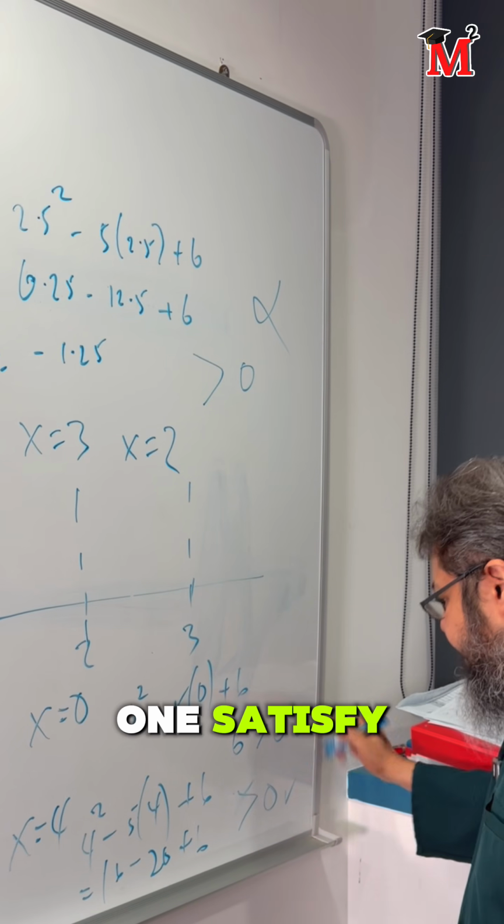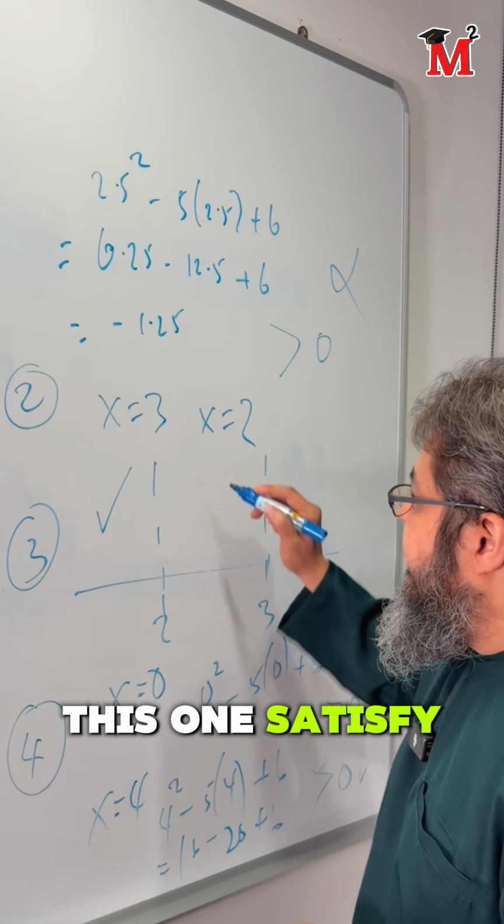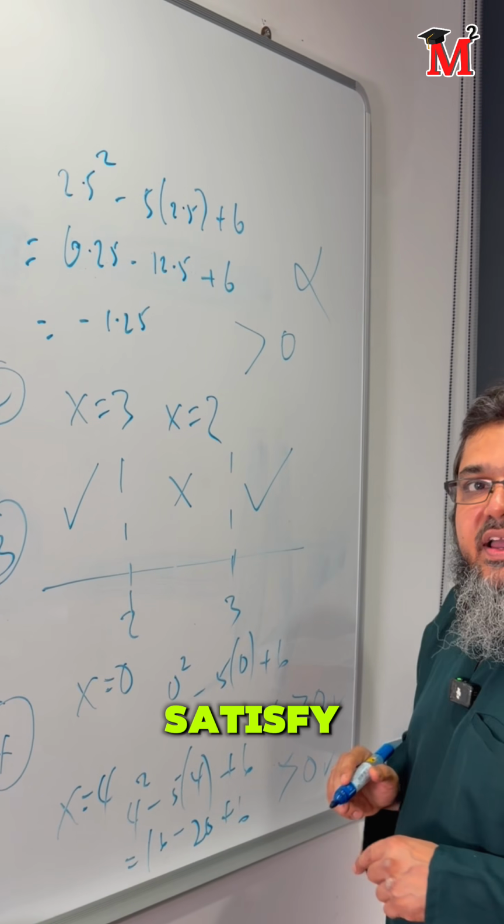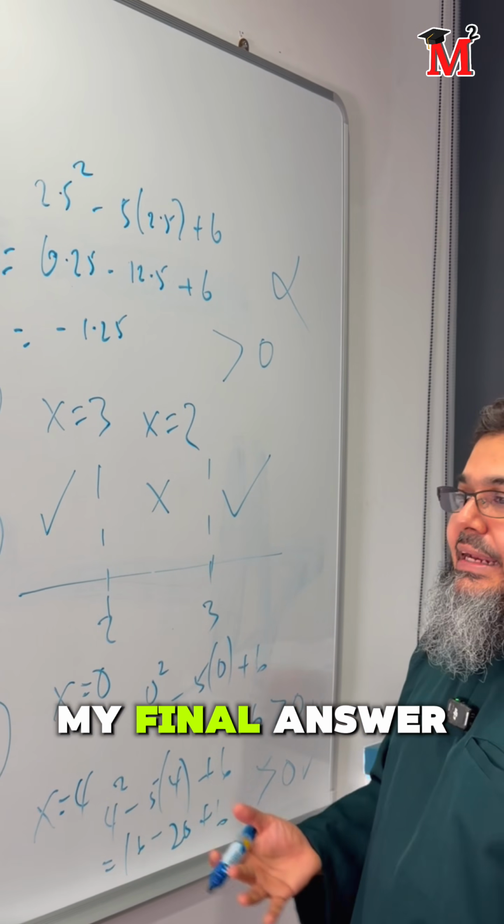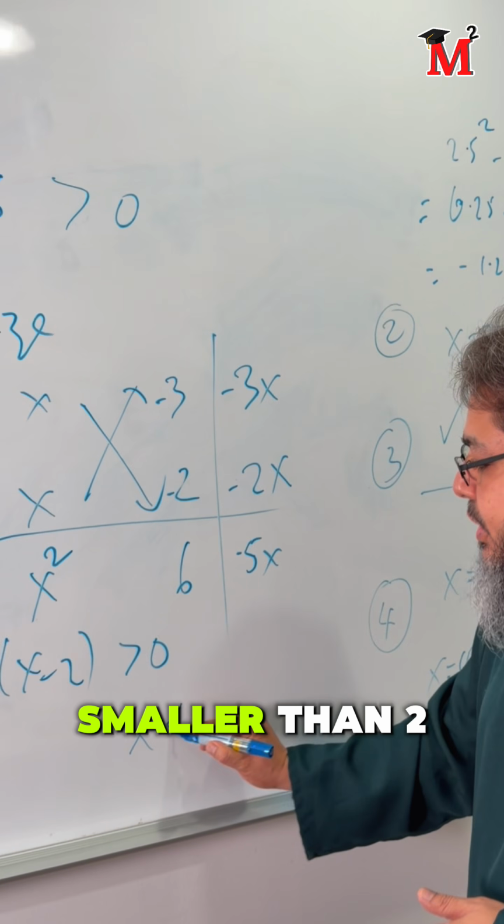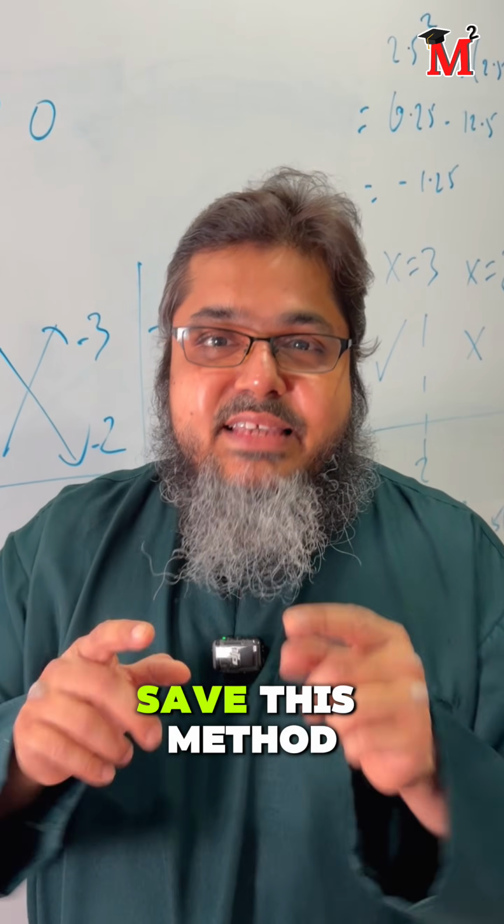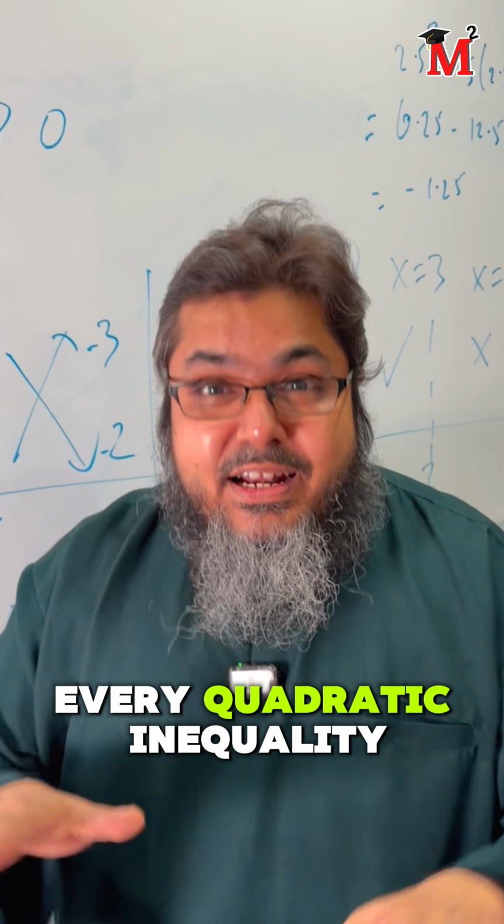So this one satisfies, this one satisfies, this one doesn't satisfy. So it's very easy. Can you see? This one satisfies, this one doesn't satisfy, this one satisfies. So what is my final answer? My final answer is x is smaller than 2, x is greater than 3. Easy? Save this method. It works for every quadratic inequality.